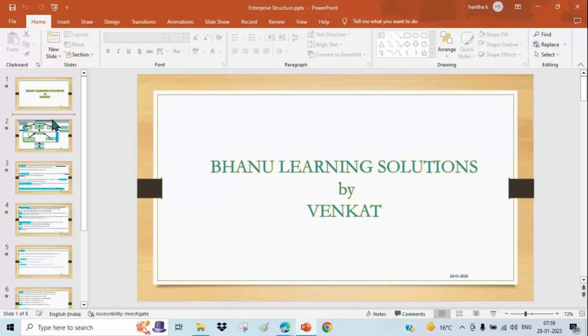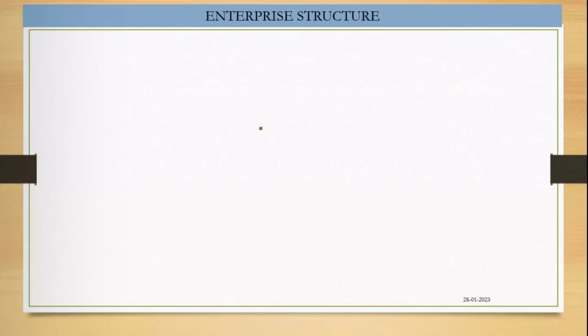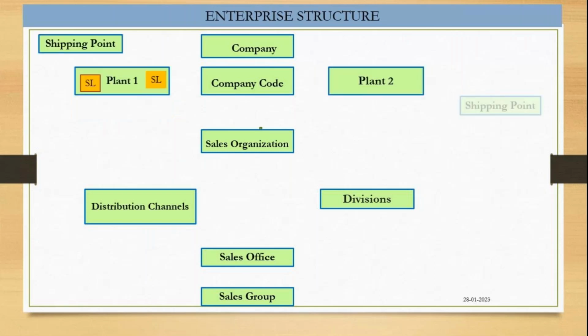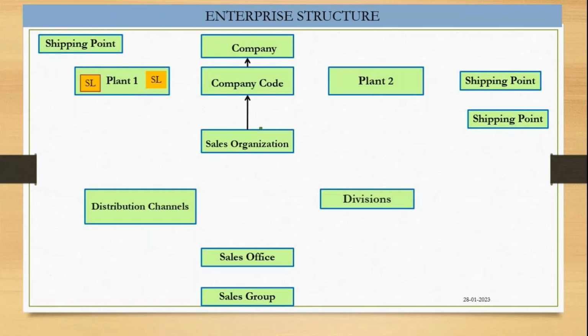So the very, very important thing here is this slide. These are defined in isolation, individually, from these different areas in the enterprise structure. Once these are defined, look at the way the arrow is going: company code is assigned to company, not company assigned to company code. Sales organization is assigned to company code, but company code is not assigned to sales organization. Very, very, very important point.